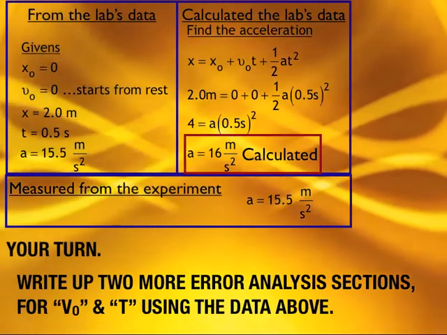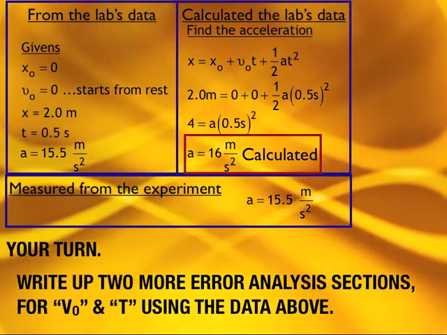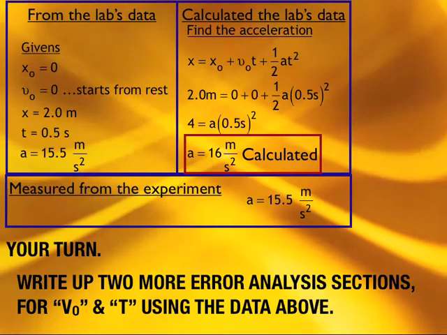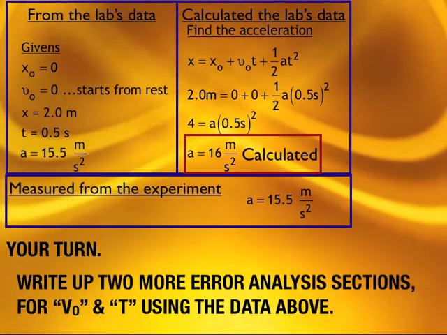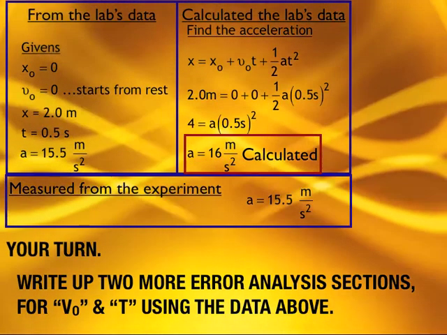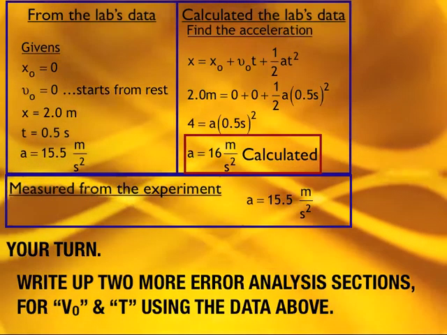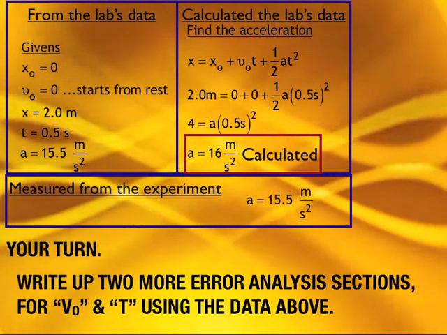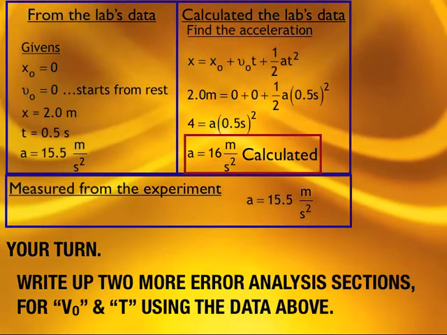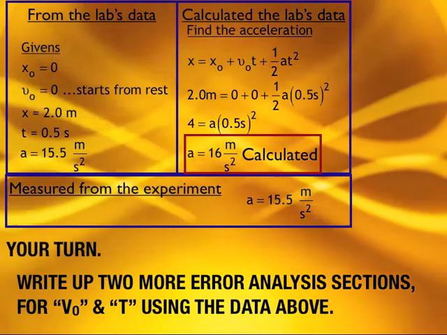So for the final part of this video, it's your turn. Using the original givens on the left-hand side, ignoring the calculated data, write up 2 more error analysis sections for the initial velocity and t for the data above. In other words, calculate what the initial velocity should have been, something other than 0, and calculate what time should have been, something other than 0.5 seconds, to give me an acceleration of 15.5 meters per second squared.